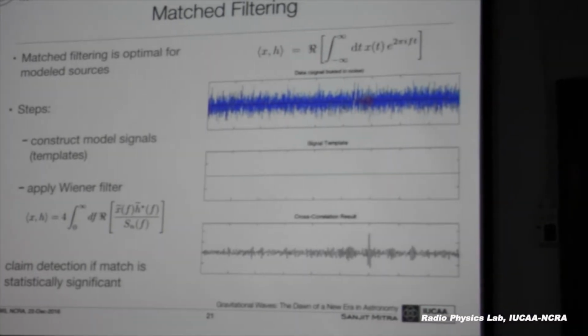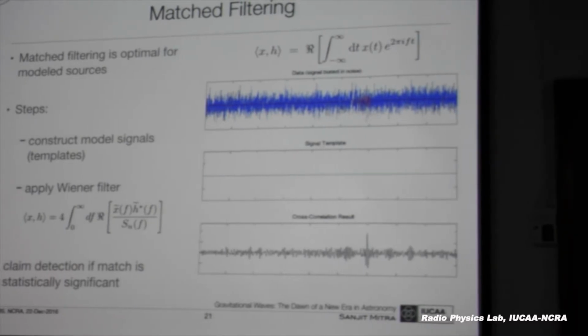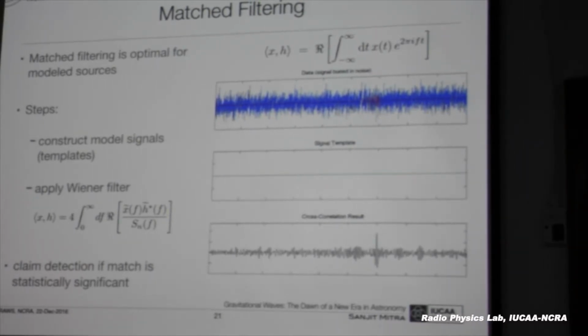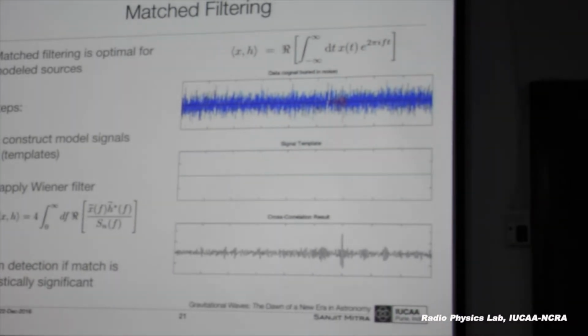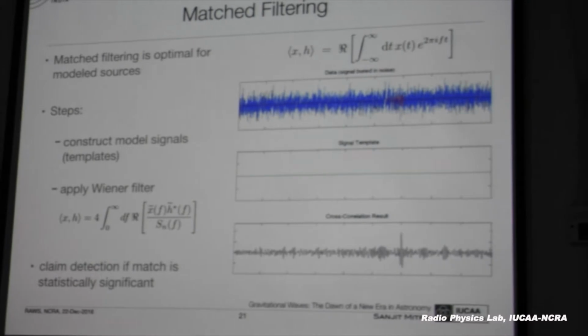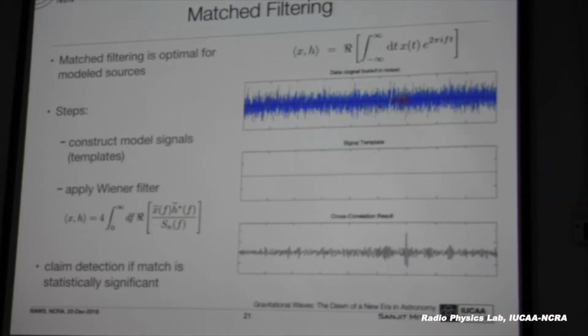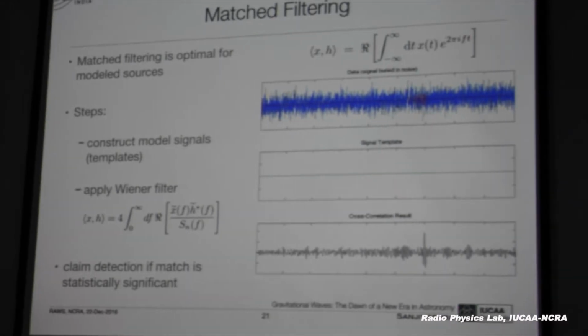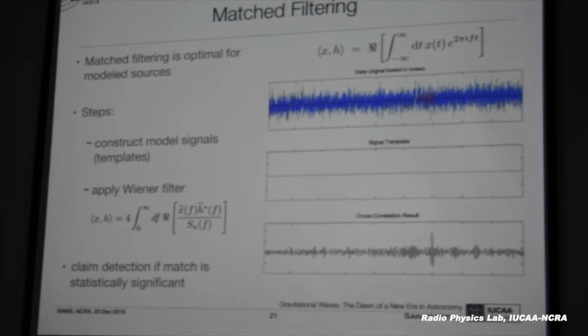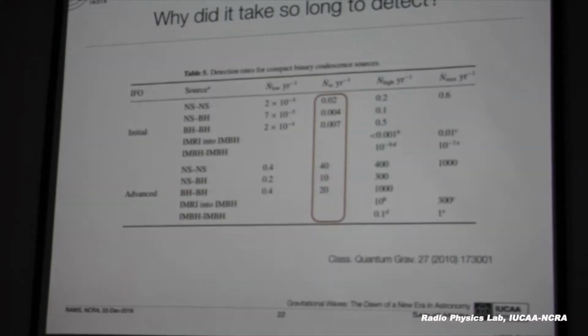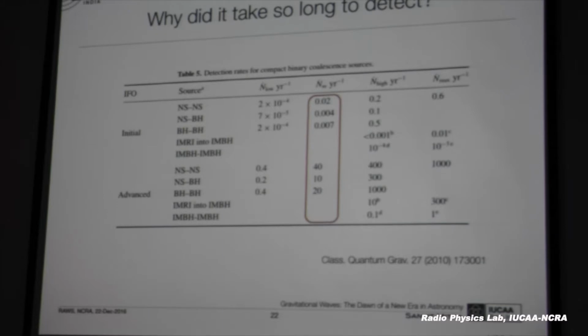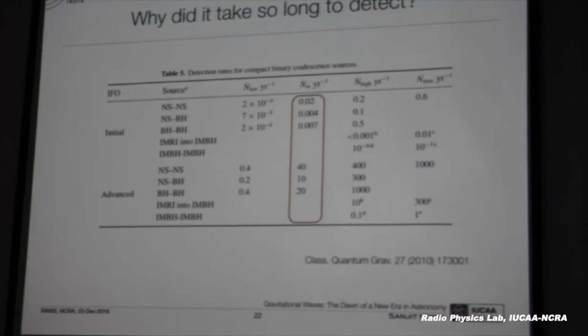You can only assign some confidence level, a level of significance. For the detection that has happened, the probability of that signal being random noise is 1 in 200,000 years, I think. So the probability is that low. You can always convert it in terms of time, right? So the false alarm probability is like that. It is really unlikely that it is from something else.